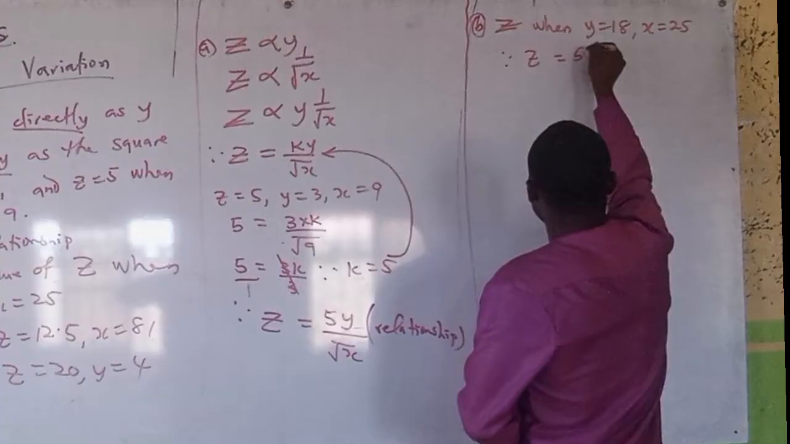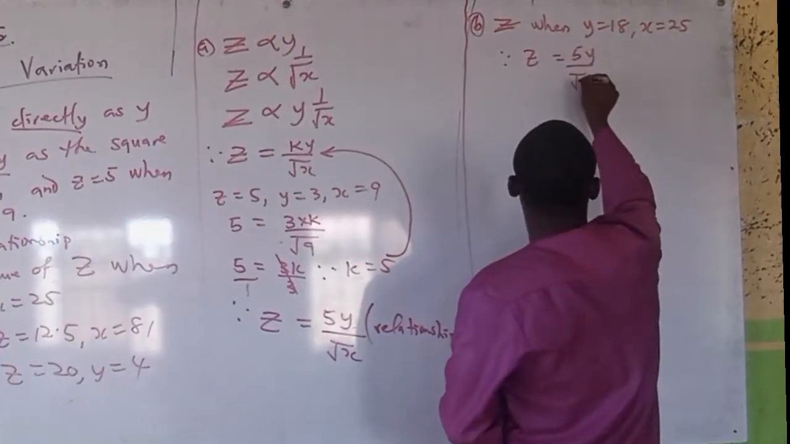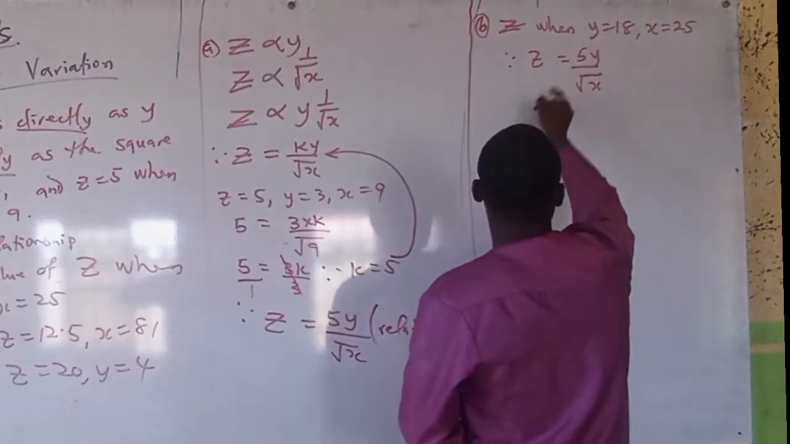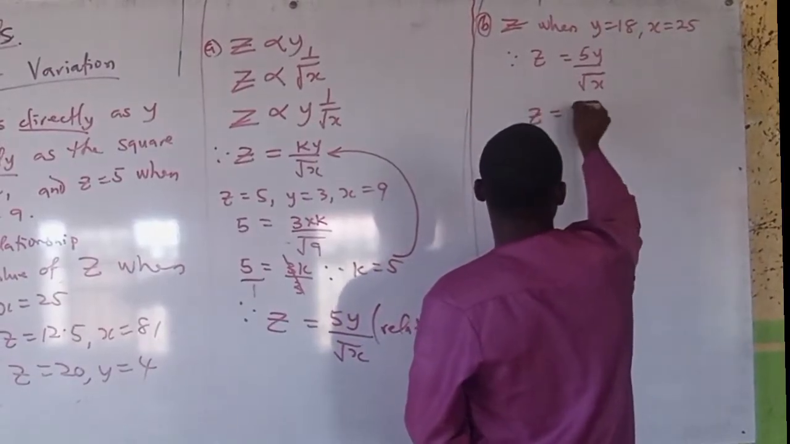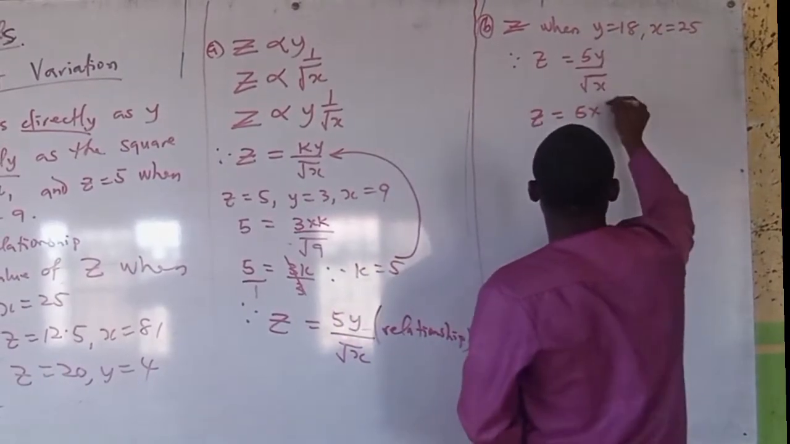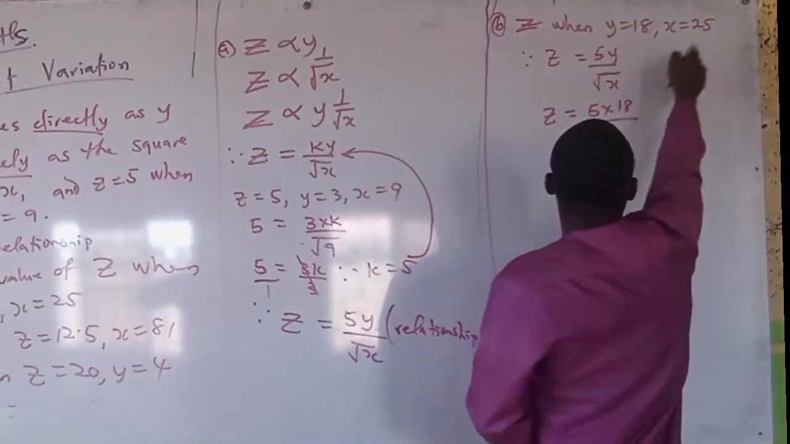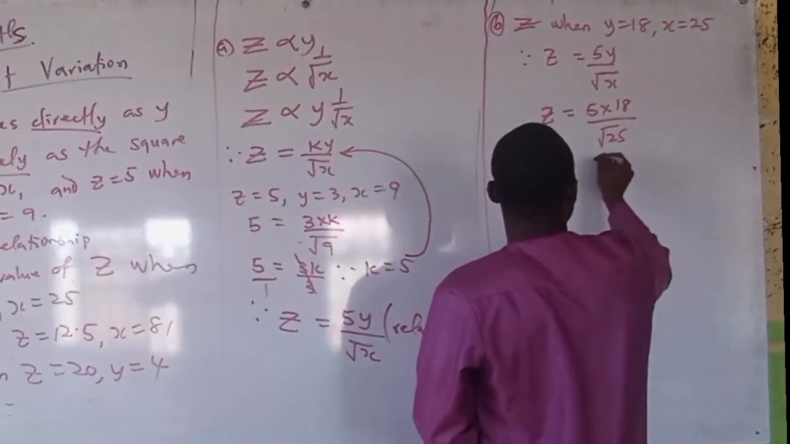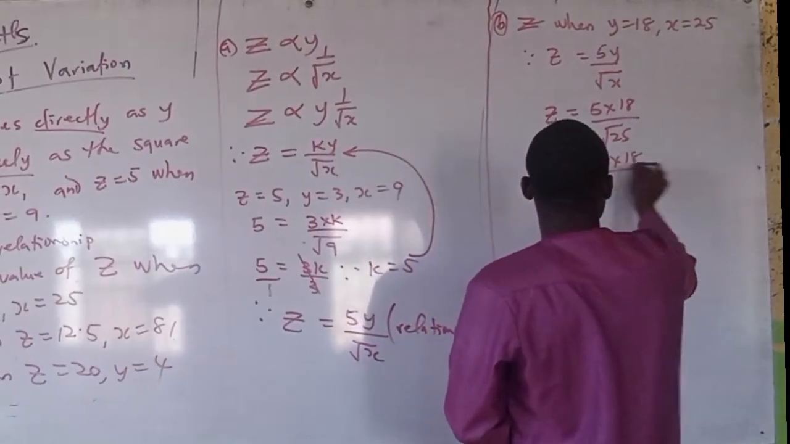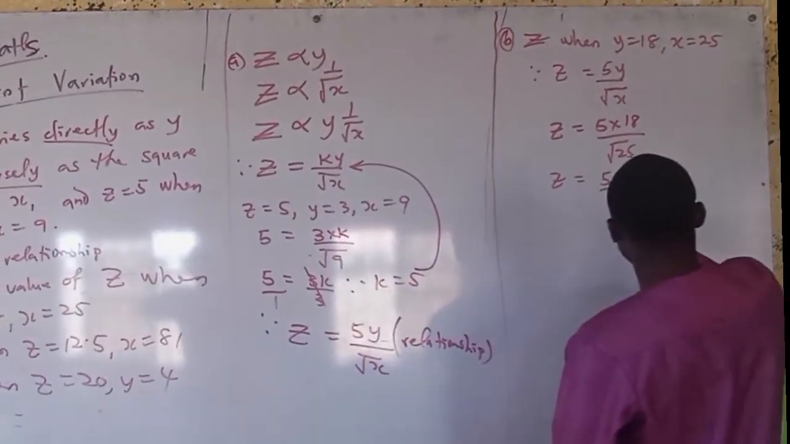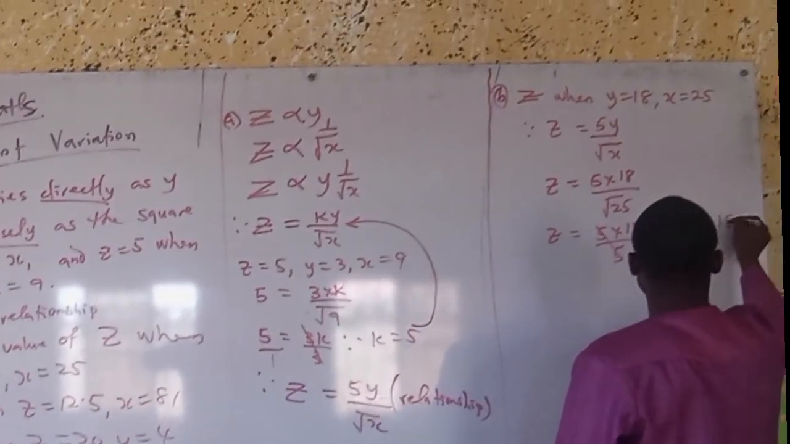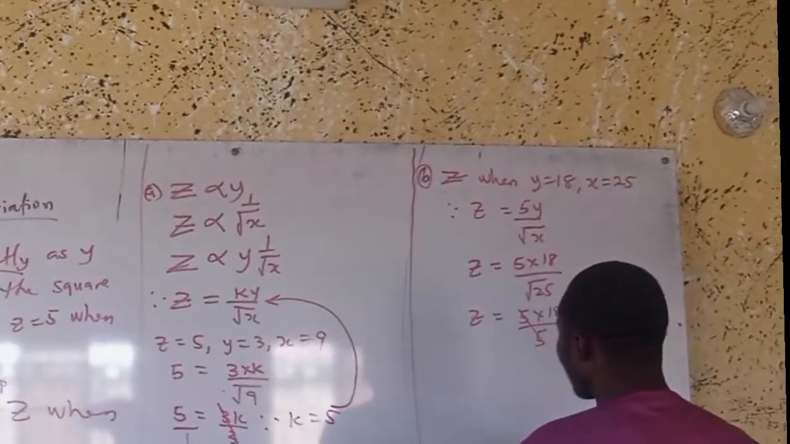Z is equal to 5y over square root of x. Don't forget this is our relationship. We now have z equal to 5 times y, which is 18, all over square root of 25. So z equals 5 times 18 over 5. The square root of 25 gives us 5, and this one can also go. Therefore, z equals 18. That's all about that one.